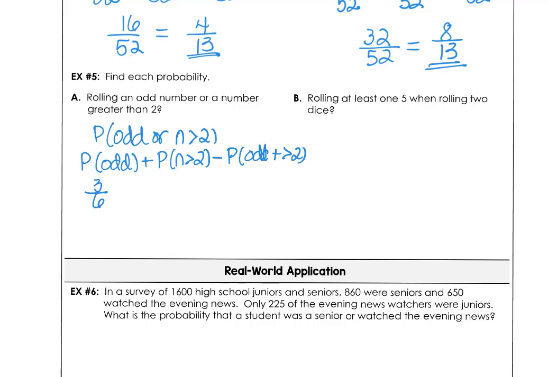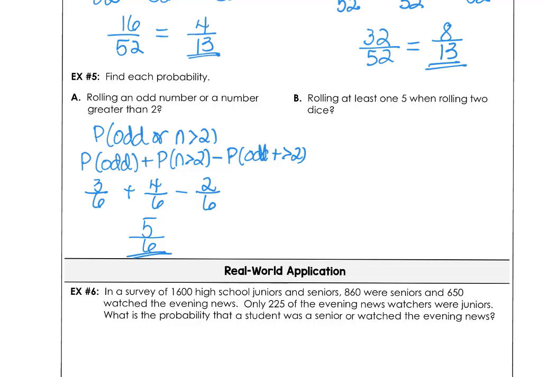A number greater than 2 would be 3, 4, 5, and 6, so that's 4 out of 6. And then odd and greater than 2, those would be the 3 and the 5, so there are 2 out of 6 that are the overlap. 3 plus 4 minus 2 would be 5 out of 6 chance of having an odd number or a number greater than 2 when you roll your number cube.